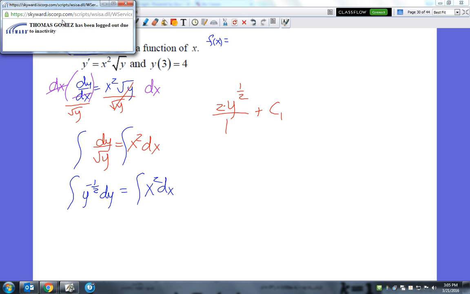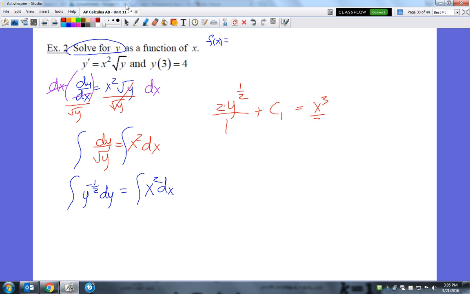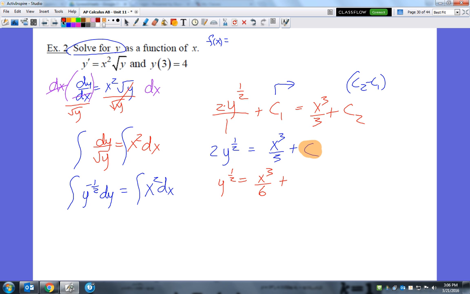The right side is going to equal x cubed over 3, and then we can call it plus C2. Now, just like we did on the other example, I'm going to move stuff over by dividing both sides by 2, but also moving this C value over. So I'll get 2y to the 1/2 is equal to x cubed over 3 plus big C. All I did was C2 minus C1, making it into one variable of a constant, and that's what I'm going to continue to do throughout all of these differential equations. The next step I would do is divide by 2. So y to the 1/2 is equal to x cubed over 6 plus C. It is really C over 2, but I'm just going to call it C because it's still the constant.